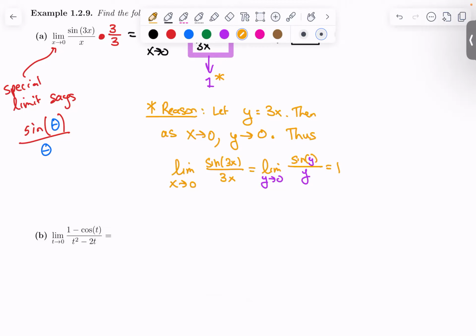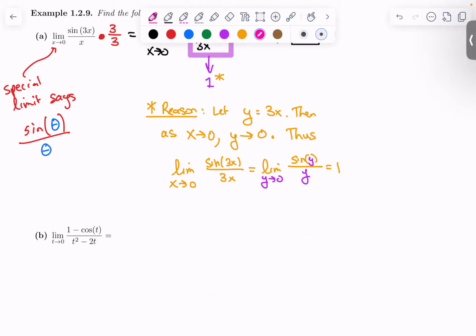That's one way to talk about it, is to make what we call a substitution. We're changing the variable, and luckily for us, the limit value 0 didn't change. But if y was equal to 3x plus 1, then as x goes to 0, y would go to 1. So this would change to a 1, but that's not the case. It just so happens that it works out for us.